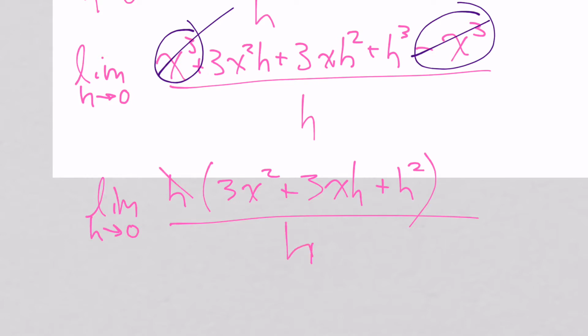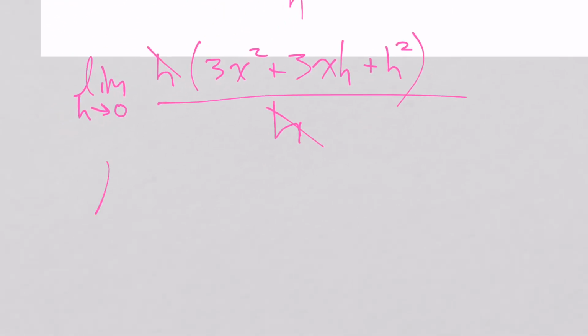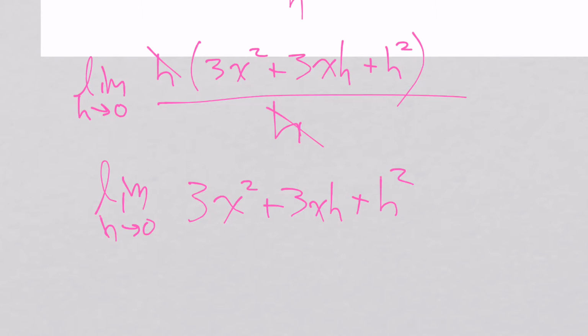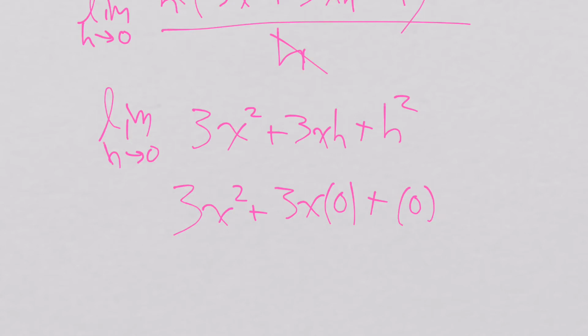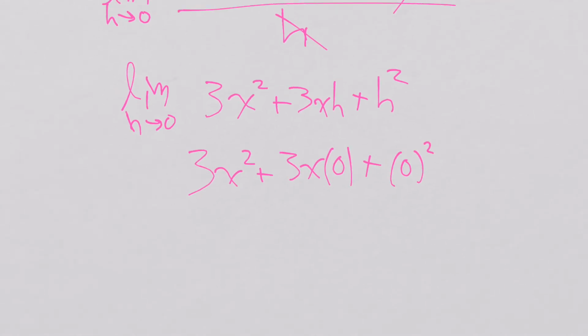What do you notice? We have a hole, so we take it out. So we're left with the limit as h approaches 0 of 3x squared plus 3x h plus h squared. And now we can directly substitute in 0 for h, and we're left with 3x squared plus 3x times 0 plus 0 squared. And so those last two terms go away, and we're left with 3x squared. That is the value of this limit.